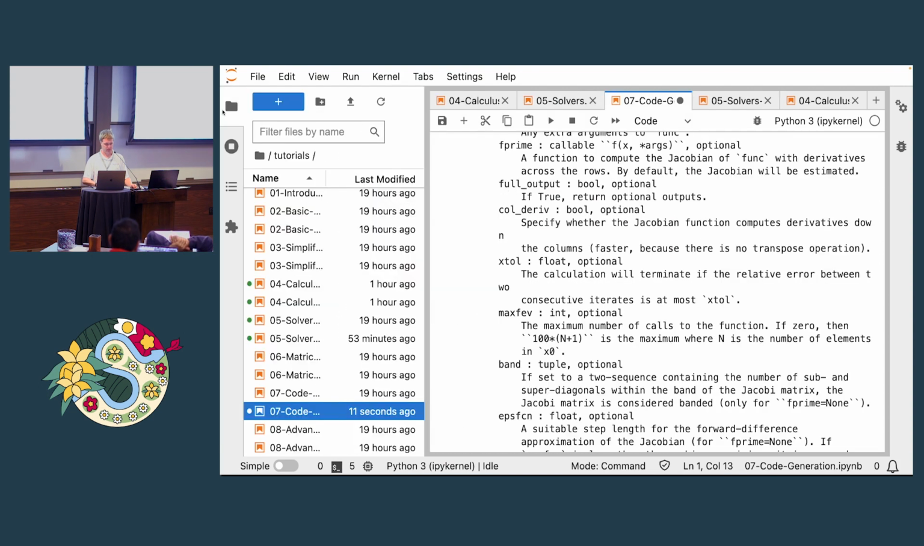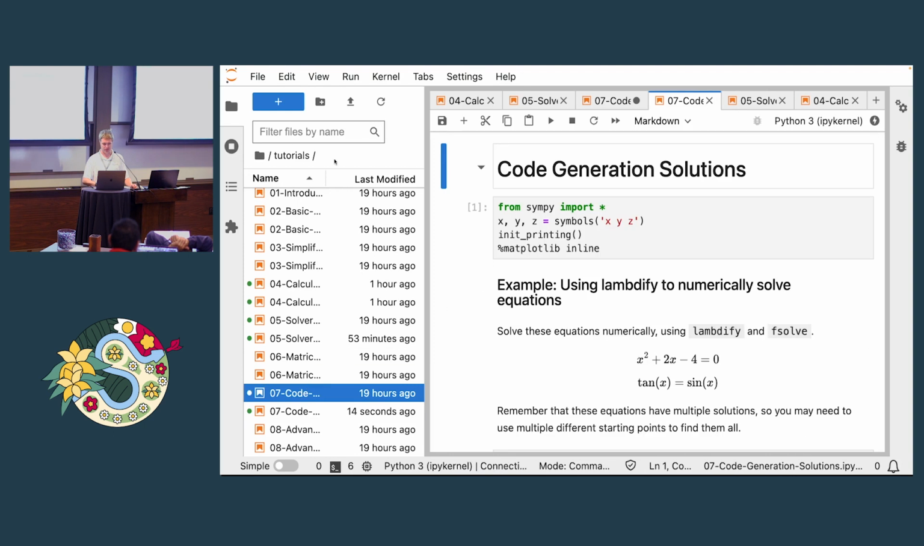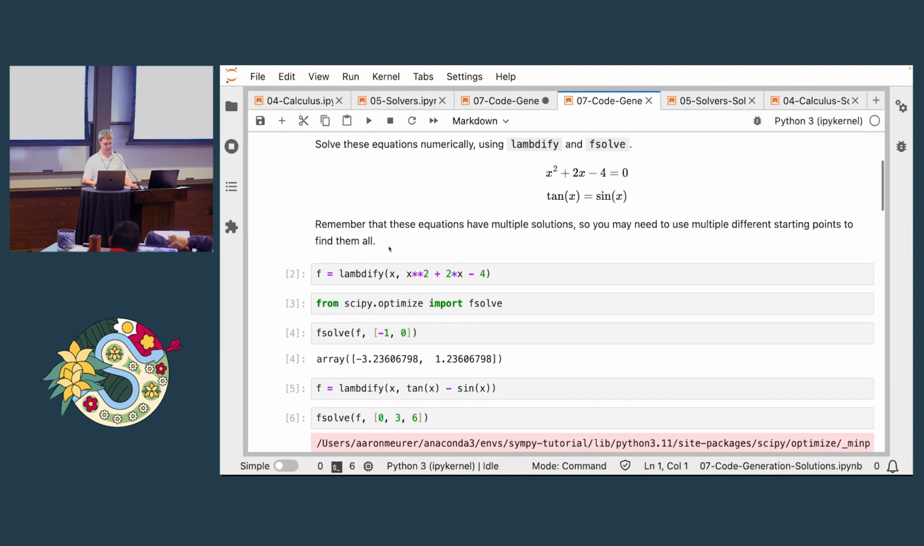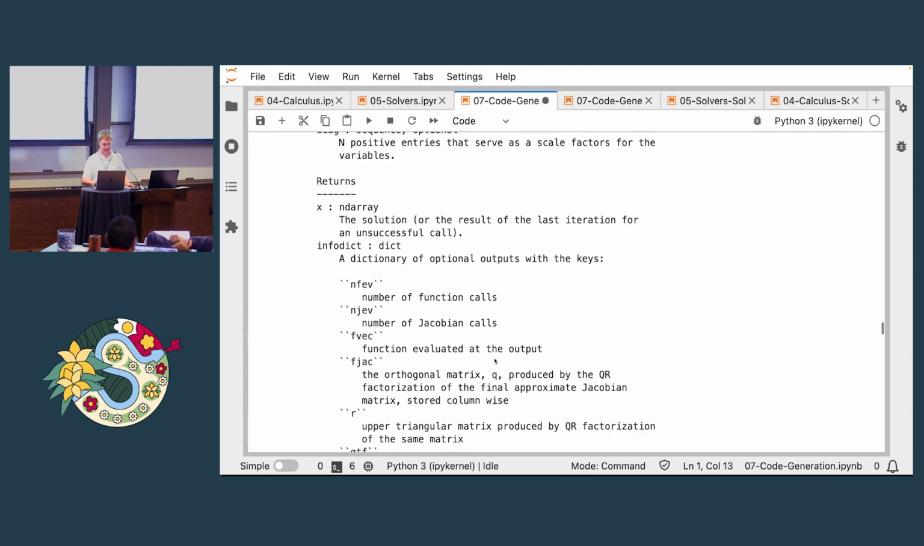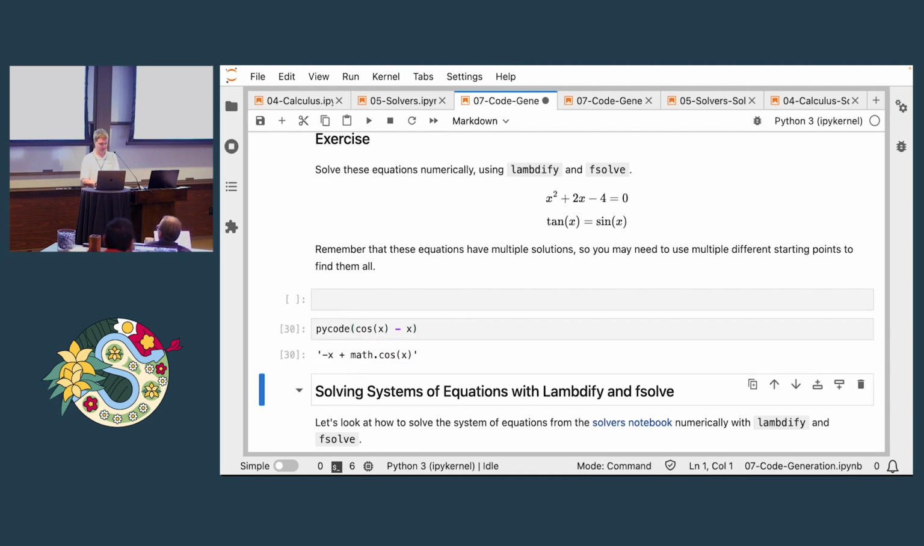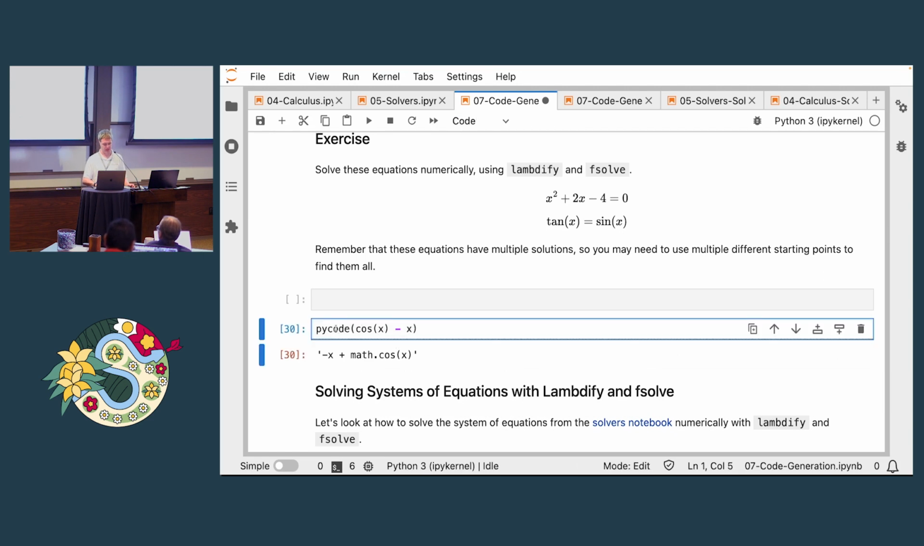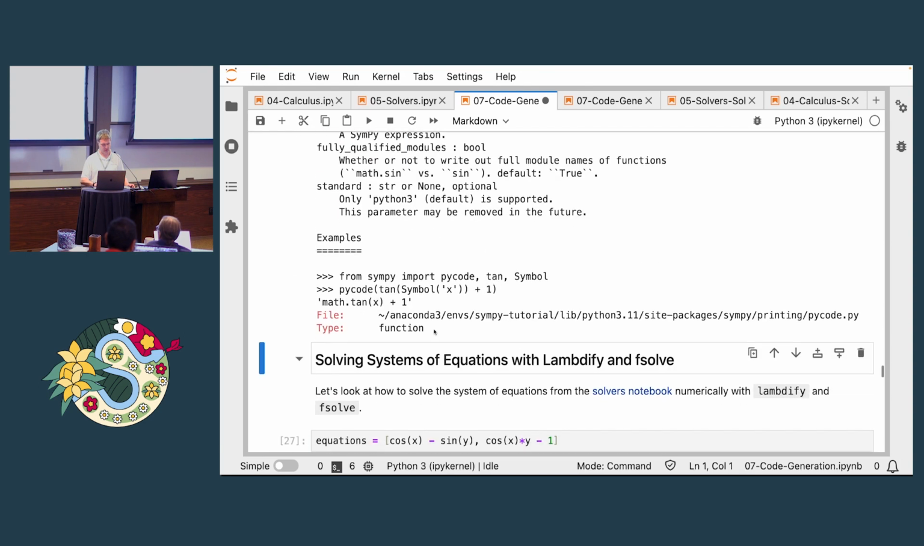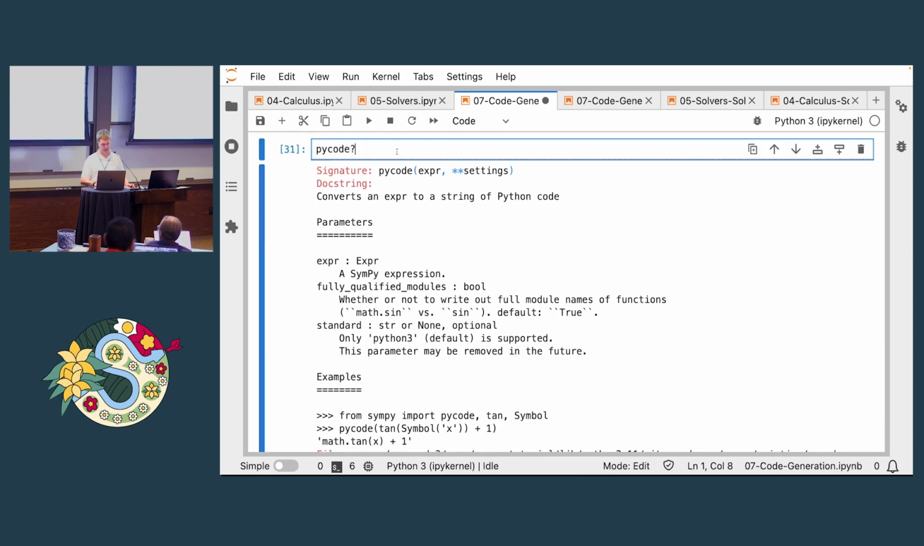Okay. Maybe I can just show the solution for that exercise. Yes, yes. So actually, that is exactly what it's called. So, PyCode. Well, I guess by default, PyCode is going to generate for the math library. I think if you want to use NumPy, you might have to use the printer directly. I don't know if there's a NumPy code. I don't think so.